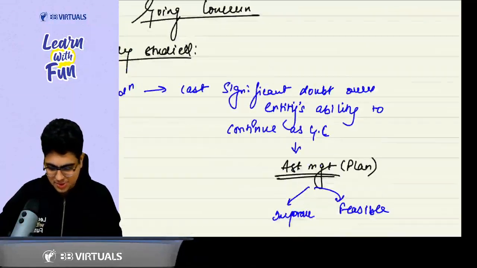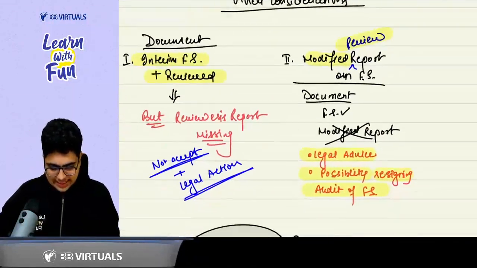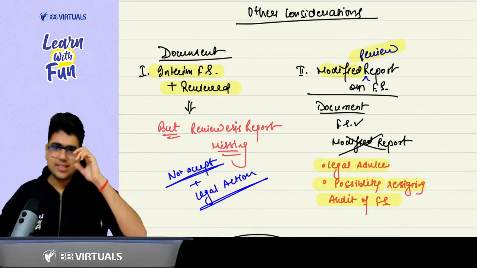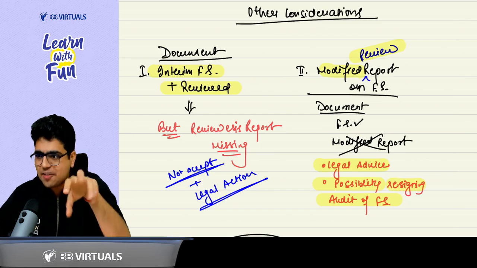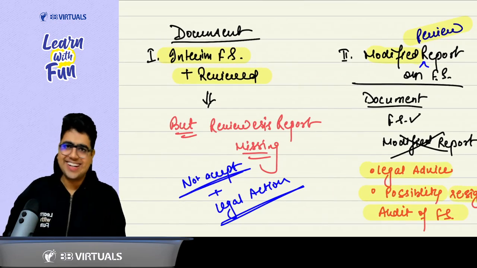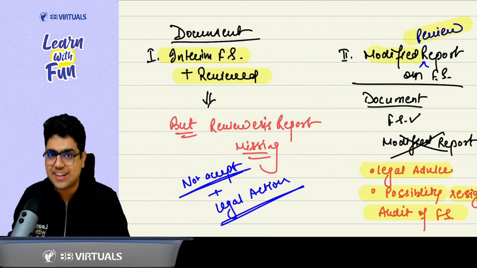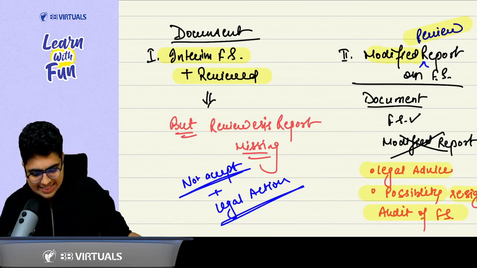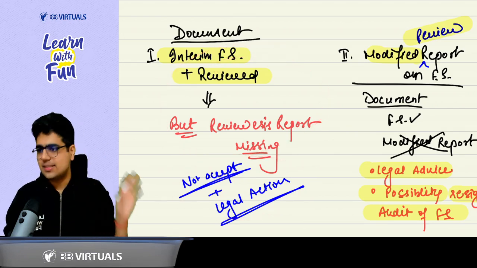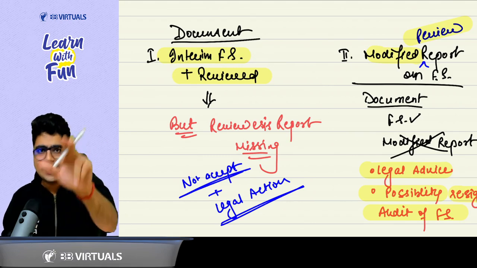Sir, what were the last two topics? First topic said that in a particular document, interim financial statements are there. Plus, it is written that they have been reviewed. Now, the reviewer's report is not given along with the financial information. Is it fine or not? Sir, it is not fine. In this case, you will not accept this thing as a reviewer. You will take a legal action.